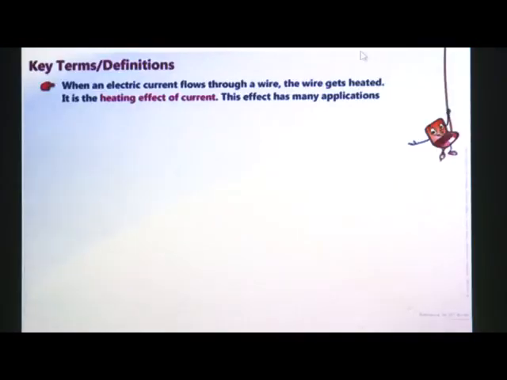Okay children, see the key terms or definitions. When an electric current flows through a wire, the wire gets heated. Okay, when that electric current flows through the wire, that wire gets heated. It is the heating effect of current. This effect has many applications. So what applications does it have?